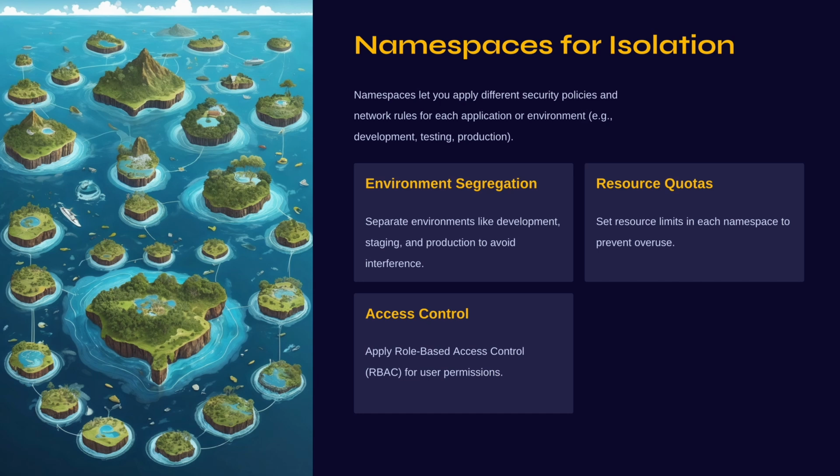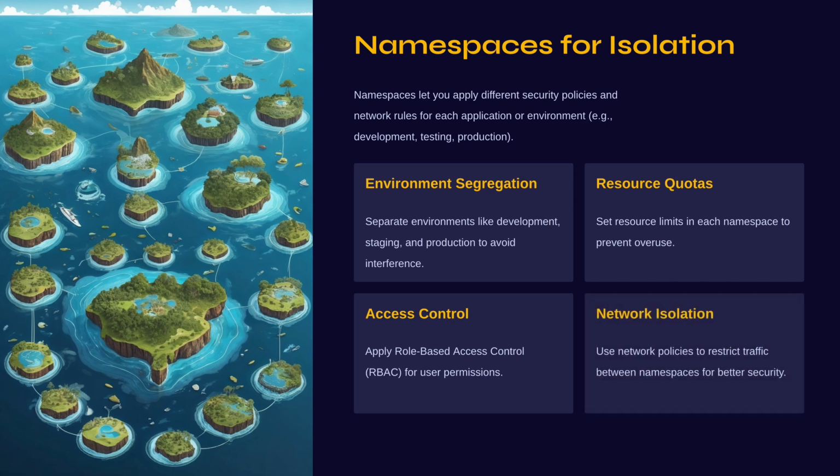Third, controlling access. Namespaces make it easier to set permissions, so only certain people or teams can make changes in each area. For example, you might only allow the production team to change things in the production namespace, adding an extra layer. And finally, controlling traffic.